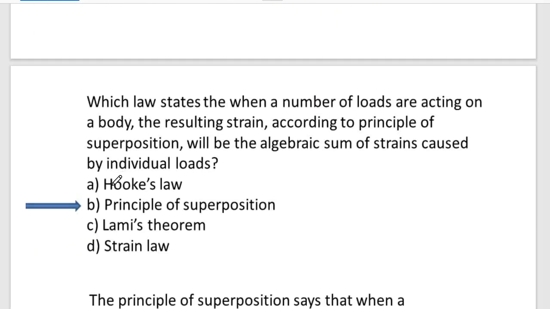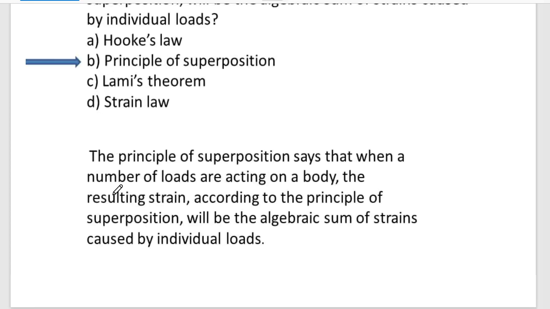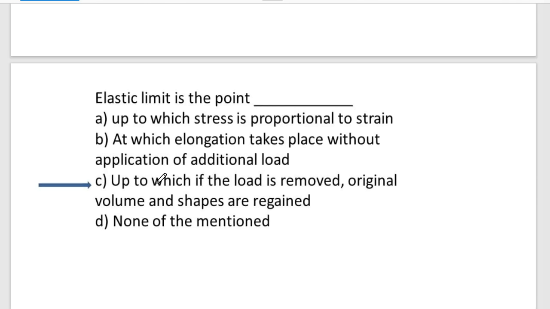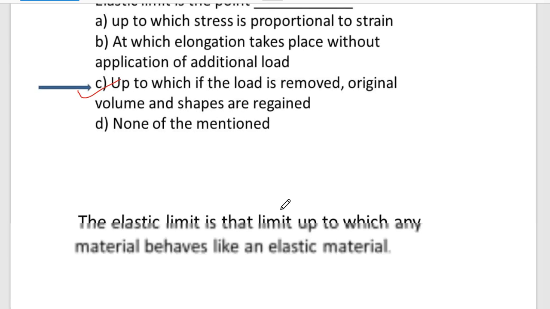Next, question number 49. Which law states that for a number of loads acting on a body, the resulting strain according to the principle of superposition will be the algebraic sum of strains caused by individual loads? This is what we applied a little while ago, the principle of superposition. Next, elastic limit is the point up to which, when load is removed, original volume and shape are regained. Option C is correct for question number 49.